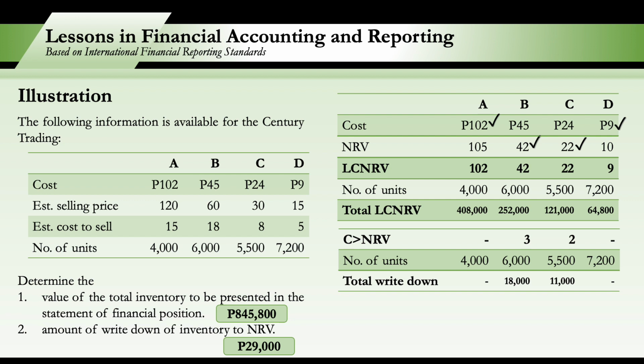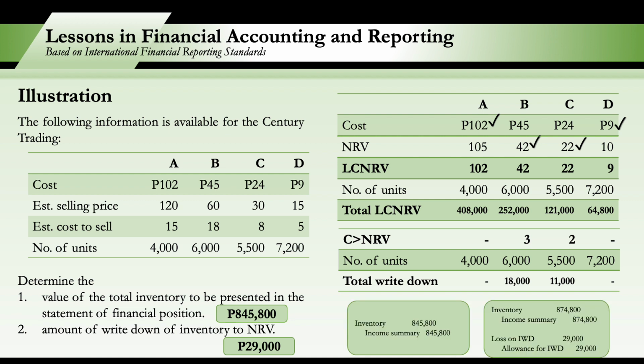And now we record the ending inventory and the write-down for the allowance method. Meron kasi tayong second entry for the write-down. So for the direct method, again, we record inventories at the lower of cost and NRV. So 845,800 na yon. And then for our allowance method, we record inventory at its cost. So as computed a while ago, it's 874,800, and another entry for the loss on inventory write-down, which is 29,000.